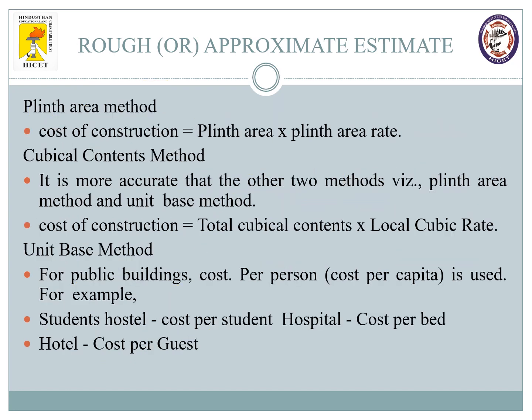In this slide, we will see about the three types of our approximate method. First one is our plinth area method. Right here, this is a field method where we are going to talk about the plinth area. The cost of construction is nothing but plinth area multiplied by the plinth area rate. Right? We are going to calculate the area of our plinth for the construction project. The construction project will have some plinth area. It will be in meter square.